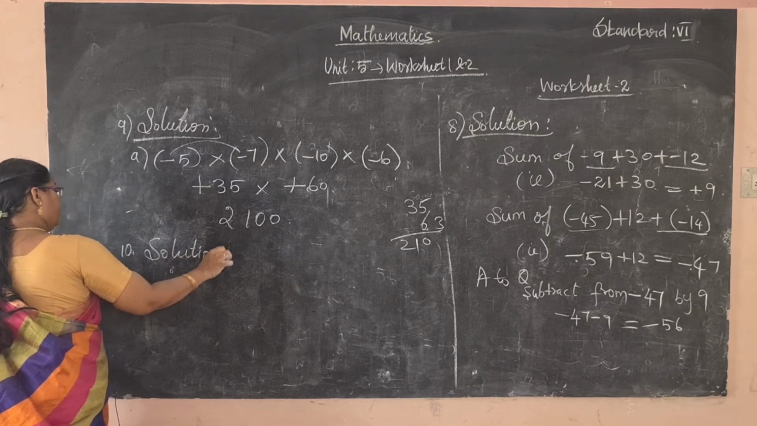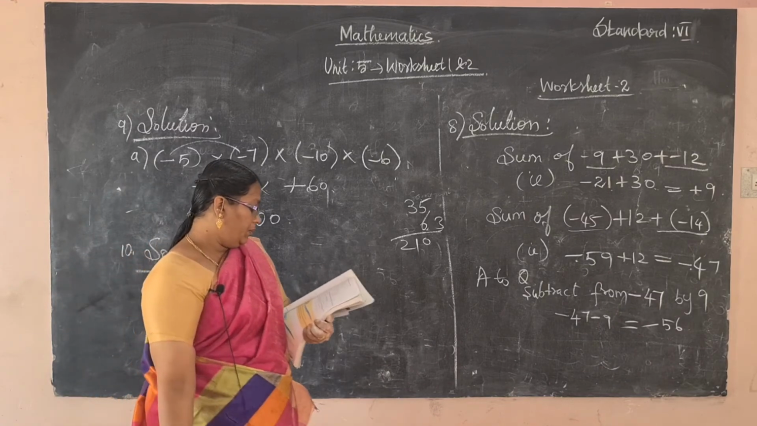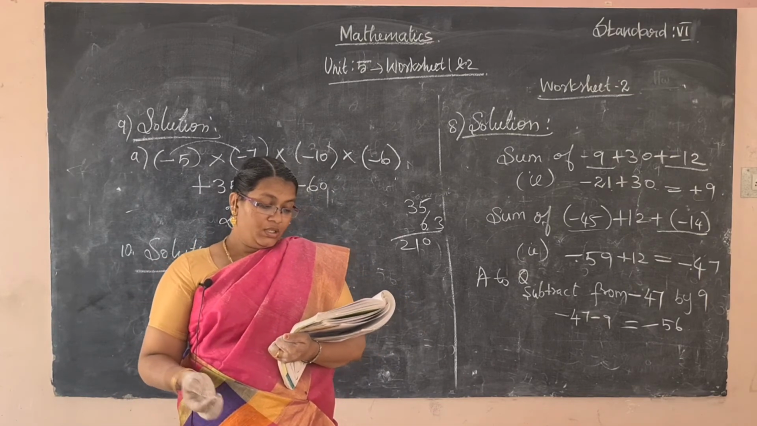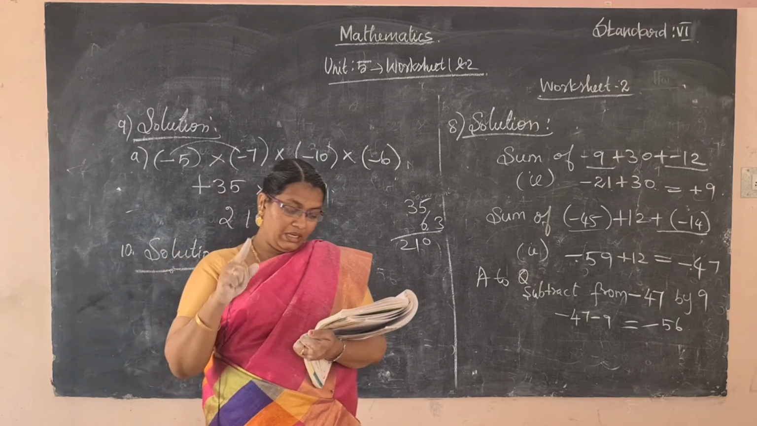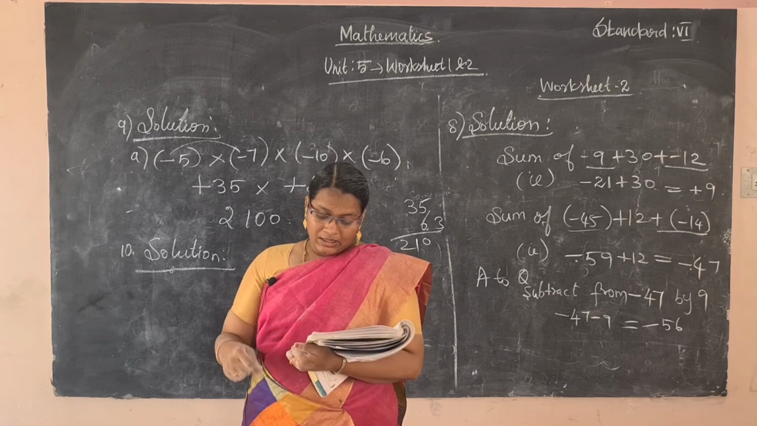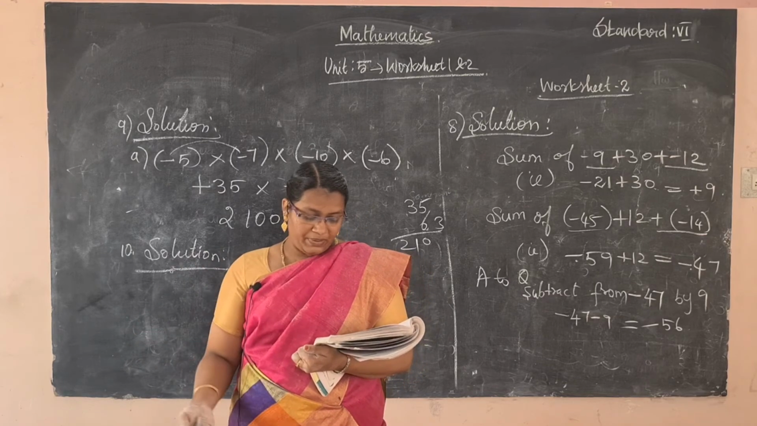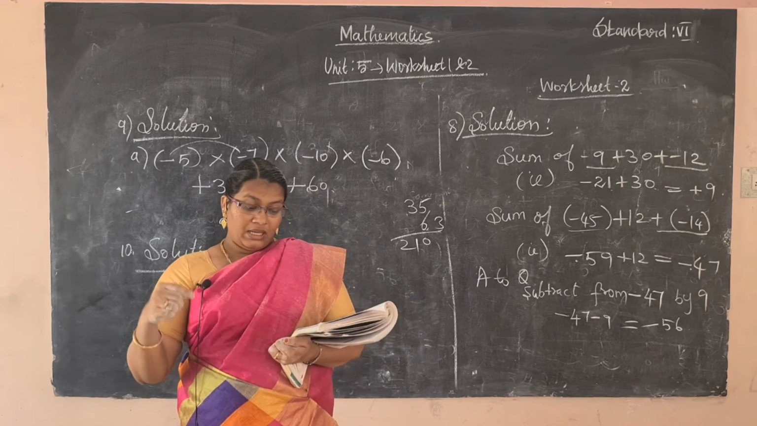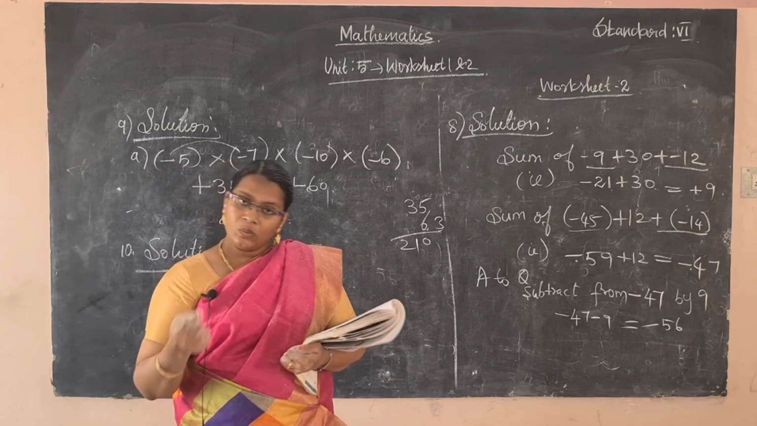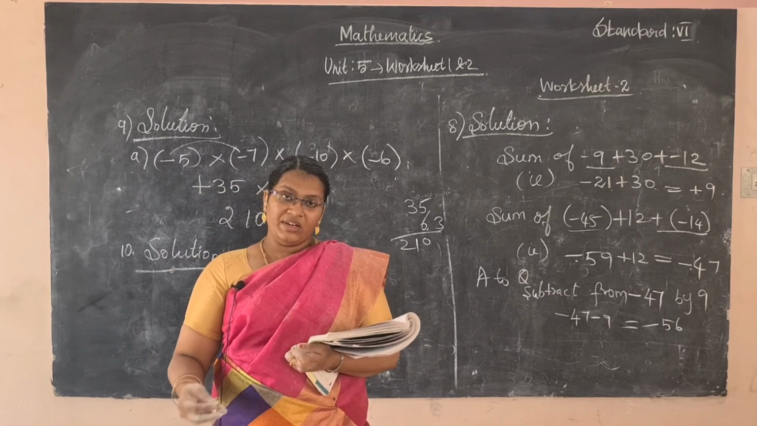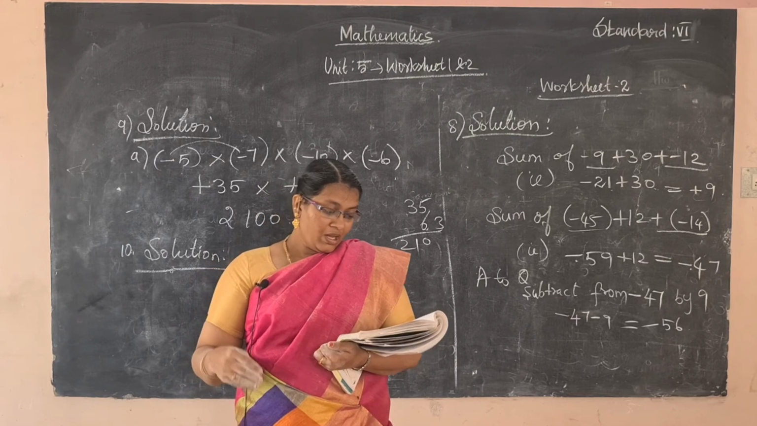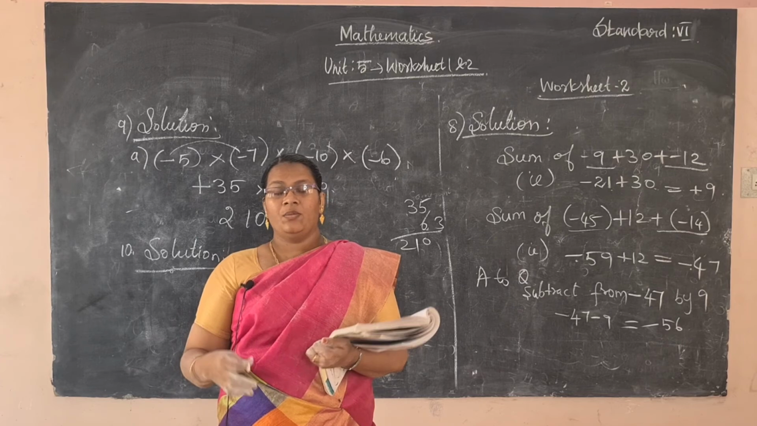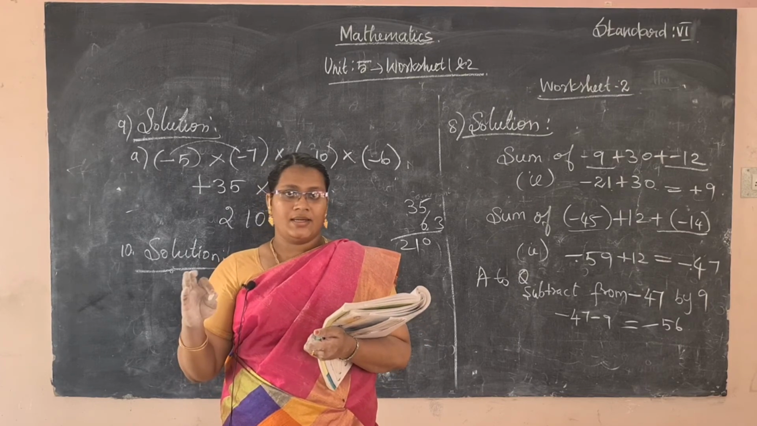A shopkeeper earns a profit of rupees 4 by selling a notebook and incurs a loss of rupees 1 by selling a pen. What is the meaning? When selling one notebook, there is a profit of 4 rupees. At the same time, when selling one pen, there is a loss of 1 rupee. Find his profit or loss on selling 3 notebooks and 6 pens. He sold 3 notebooks and 6 pens. Overall that day, did he get a profit or a loss? That is the question.